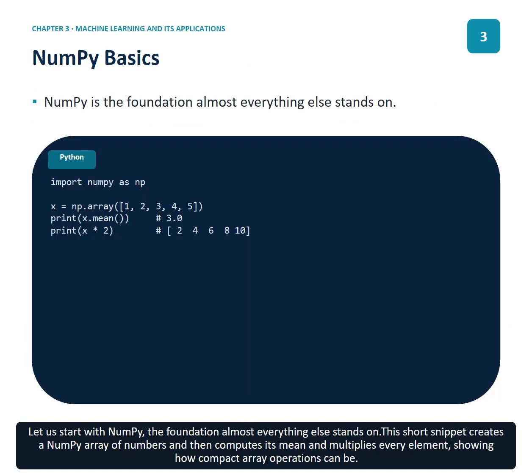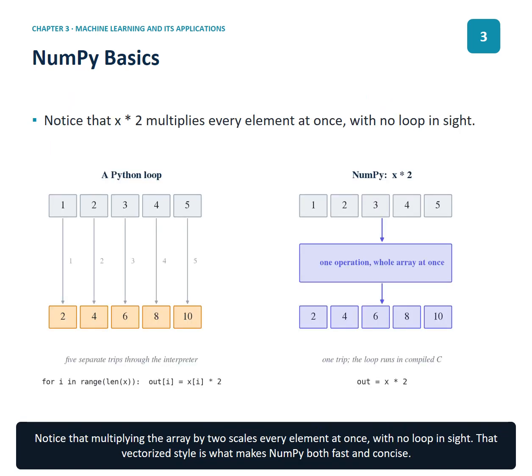Let us start with NumPy, the foundation almost everything else stands on. This short snippet creates a NumPy array of numbers and then computes its mean and multiplies every element, showing how compact array operations can be. Notice that multiplying the array by 2 scales every element at once with no loop in sight. That vectorized style is what makes NumPy both fast and concise.